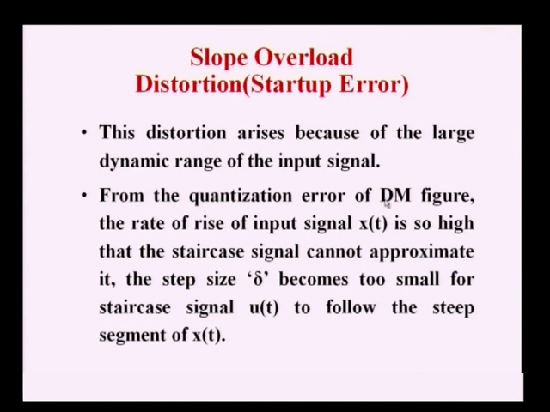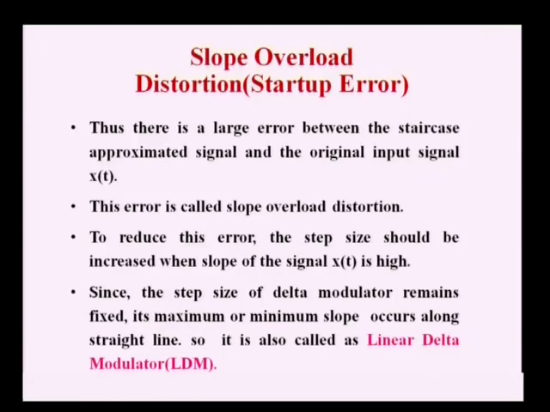From the quantization error of the delta modulation figure, the rate of rise of the input signal is so high that the staircase signal cannot approximate it. The step size becomes too small for the staircase signal to follow the steep segment of x of t, that is, the slope is high, the variation is high. So, it is very difficult for the staircase to follow. So, a large error exists between the staircase approximated signal and the original input signal. This type of error is called slope overload distortion.